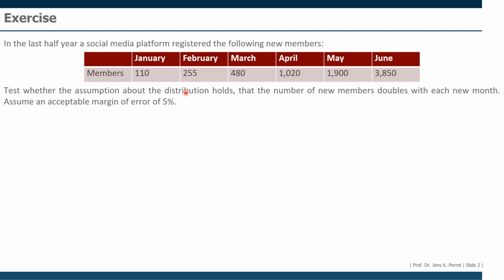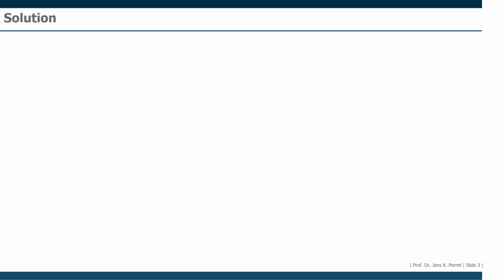Well, in this case we have actual absolute numbers on the one hand, and we should check whether these numbers follow a given distribution. That's more or less the information here. The new member numbers should double each month. Well, with this information, this is a clear indicator that we are going to use the so-called chi-square goodness of fit test. How are we going to go about this?